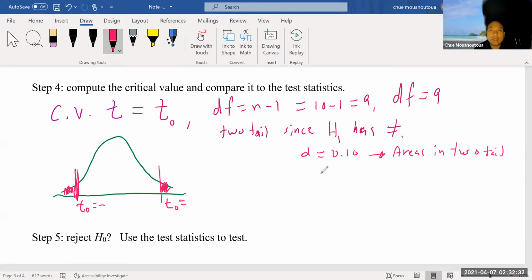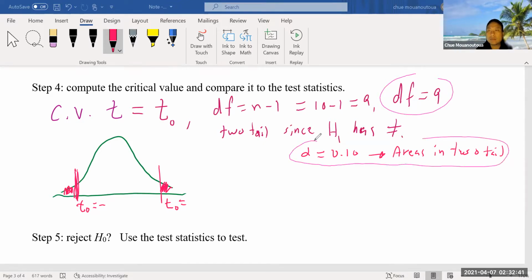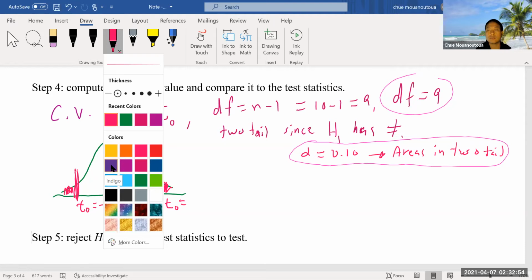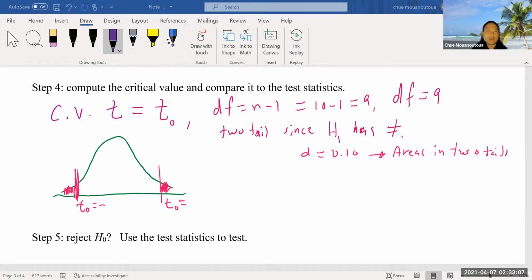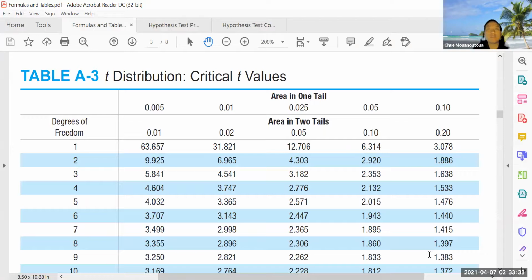Okay, so from the T table, we're going to use df of 9, and then this here, 0.10, the area in two-tails, from the table to give us our critical value T. So look up your T table. Look at area in two-tail of 0.10 and the degree of freedom of 9. So let me put up the T table here. So I'm looking at area in two-tail of 0.10.